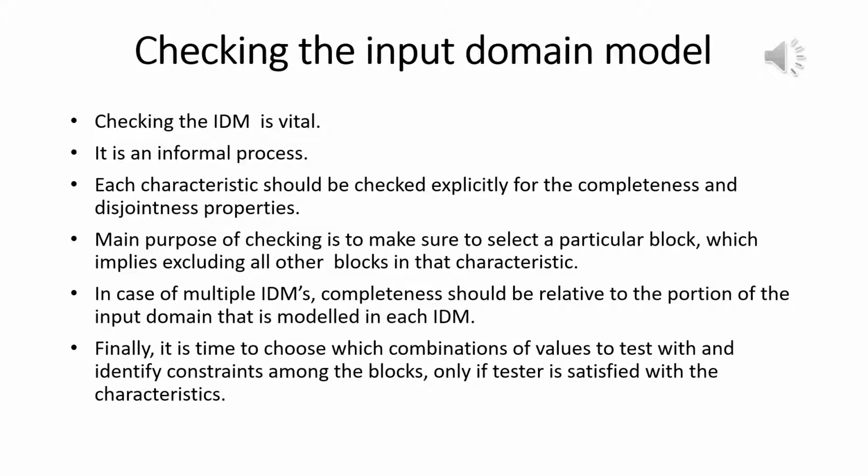Checking the input domain model. It is very important to check the input domain model. In terms of characteristics, the test engineer should ask whether any information about how the function behaves is not incorporated in some characteristic. This is necessarily an informal process. The tester should also explicitly check each characteristic for the completeness and disjointness properties. The purpose of this check is to make sure that for each characteristic, not only do the blocks cover the complete input space, but selecting a particular block implies excluding all other blocks in that characteristic.